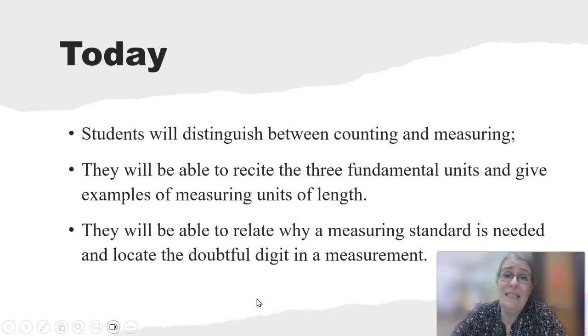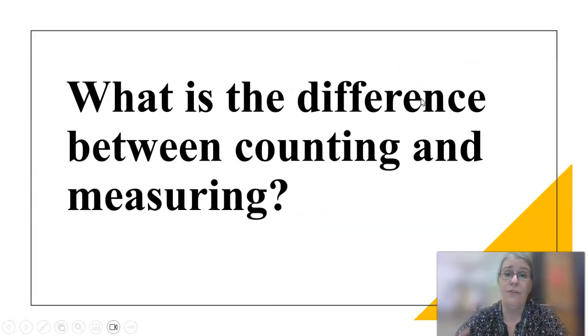One, we're going to distinguish between measuring something and counting something, which seems very similar but is different. We're going to look at fundamental versus derived units, and we're going to give some examples of those. And we're going to talk about how measurement technique affects what we're doing. We're going to talk about how we find the doubtful digit of a measurement and why measurement standards are so important. So first things first, what's the difference between counting something versus measuring something?